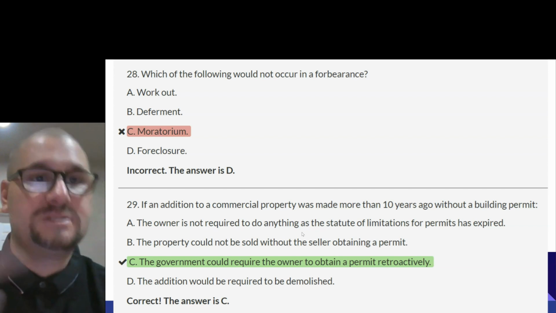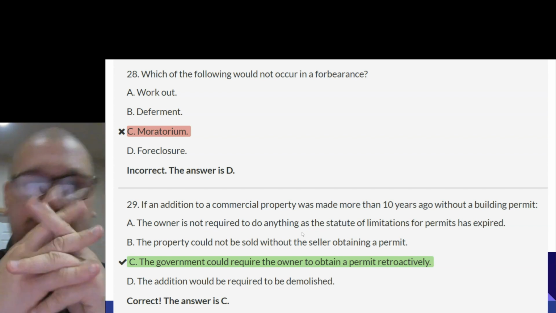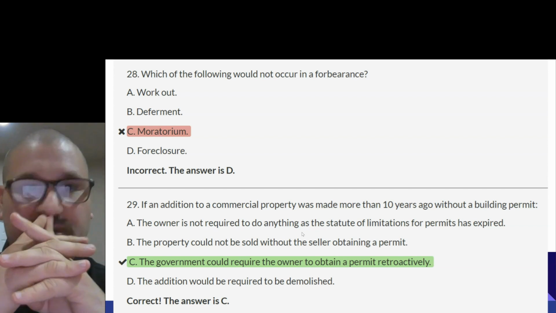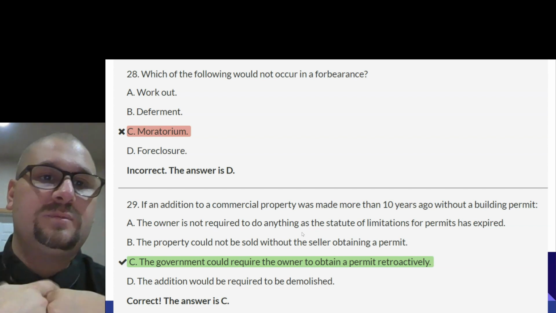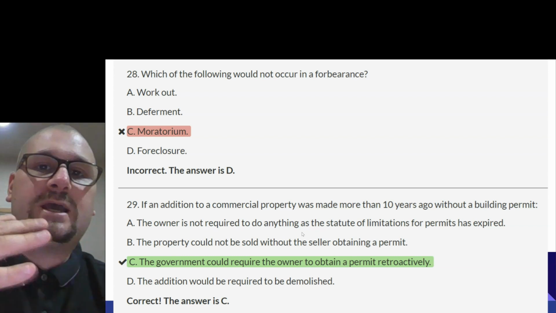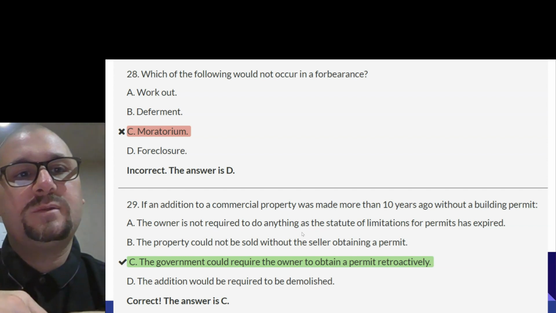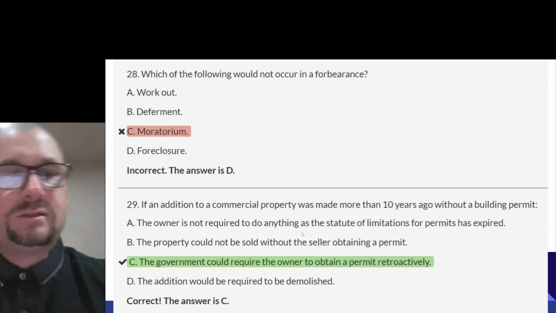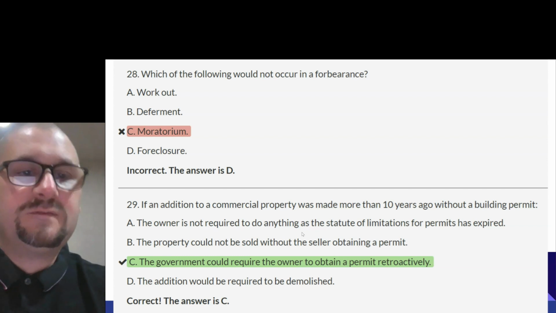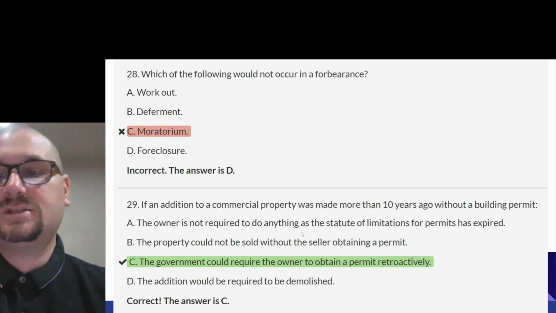A lot of students go to college and will go into forbearance because they can't pay their student loans right after they graduate, because they need to find a job. But foreclosure wouldn't happen if you go into forbearance. So workout, no. Deferment, no. Moratorium, no. Last question, 29. If an addition to a commercial property was made more than 10 years ago without a building permit, what happens?